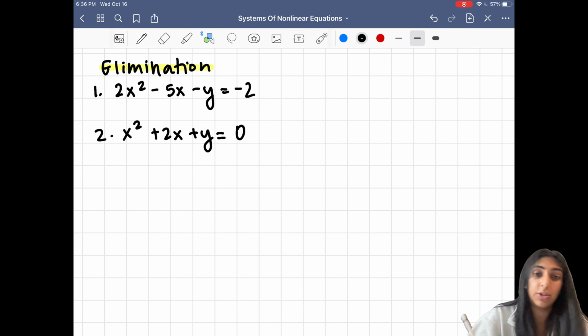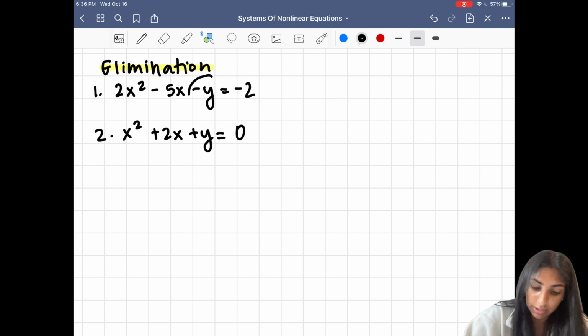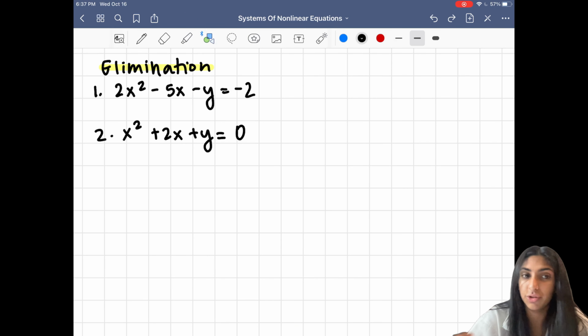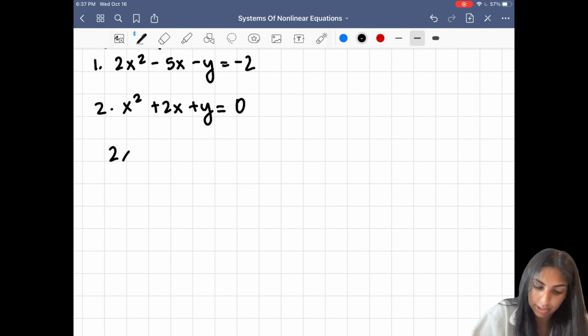Now, if you look at this equation, you can see that if you add them together, this negative y here and this positive y are going to cancel out because negative y plus y is just going to be 0. So let's add these two equations together.